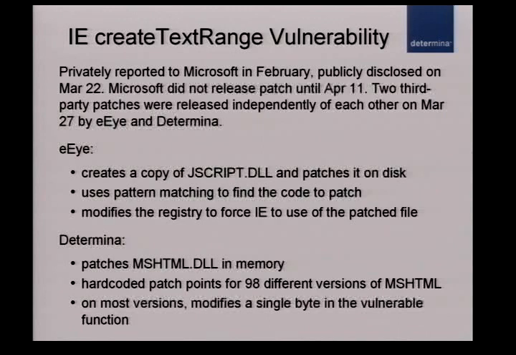The eEye patch was slightly different than the Ilfak patch in its approach, because instead of modifying the application in memory, it created a copy of the JScript DLL, and it patched it on disk. It used a pattern matching technique to find the instructions in the file that needed to be patched, and then appended a little bit of code to initialize an uninitialized variable, which was the cause of the vulnerability. It also modified the registry to force Internet Explorer to use the patched version of the file instead of the real one.